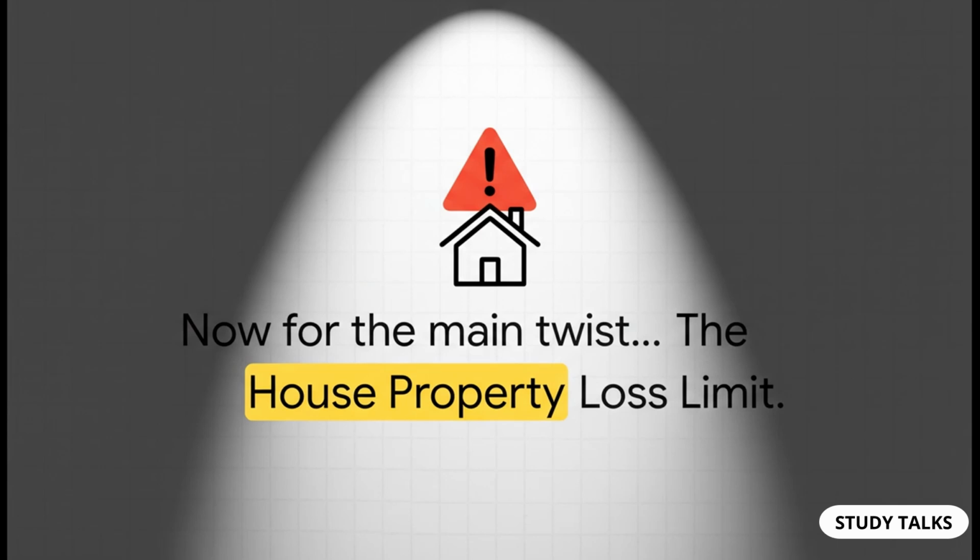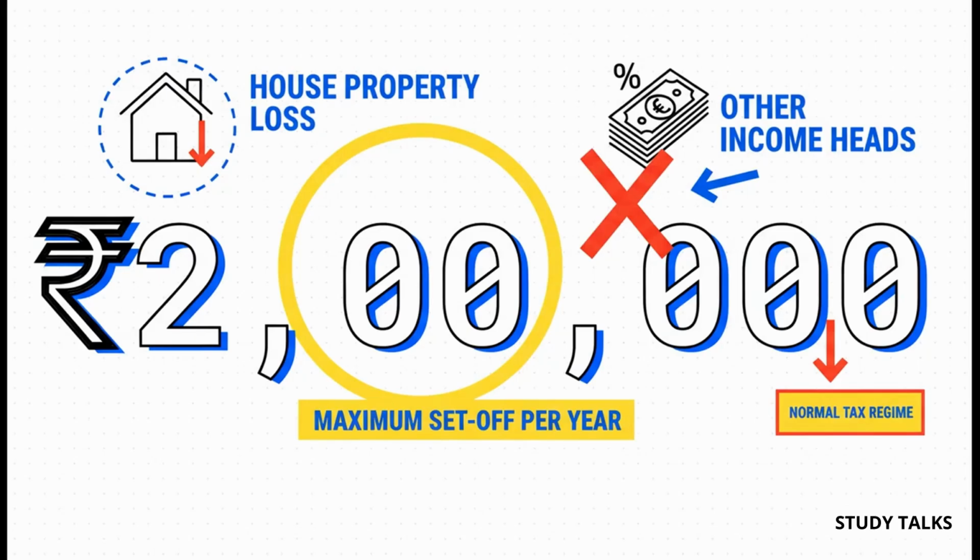We've nailed down the business loss rule. So now let's get back to that problem from the beginning. The main event, the house property loss. This number right here on your screen is the key to everything. 2 lakh rupees. You need to burn this number into your memory.